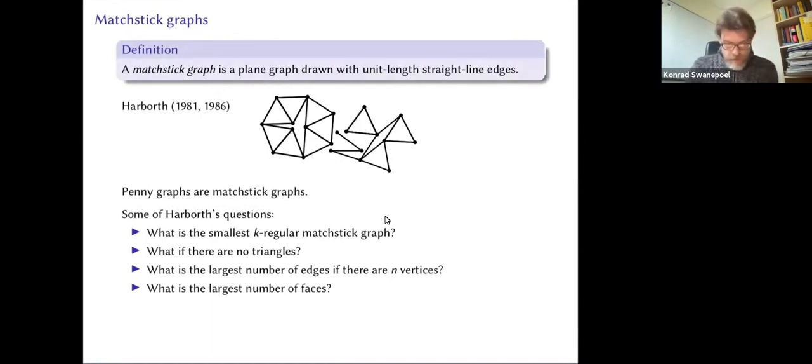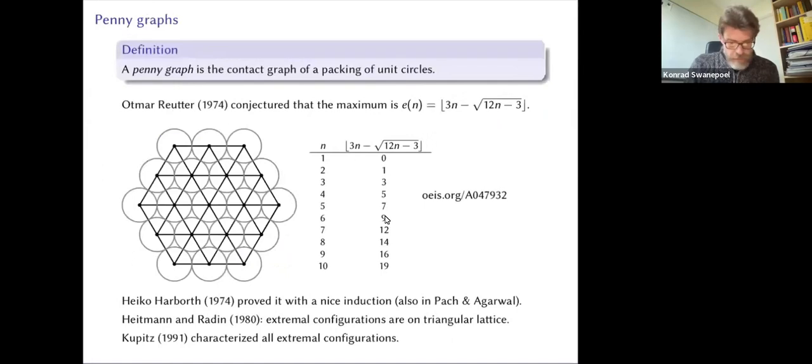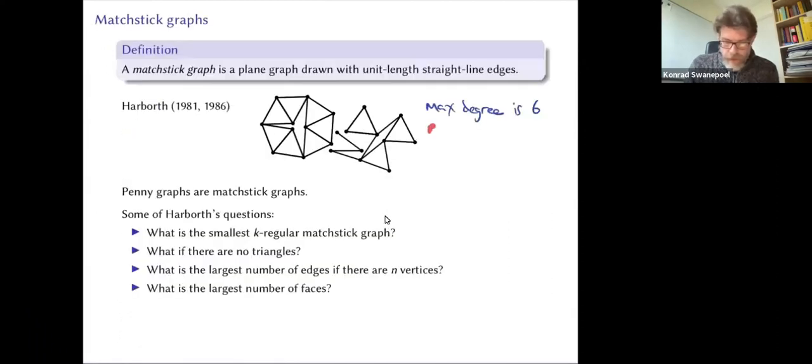What are the differences between penny graphs and matchstick graphs? With a penny graph, the maximum degree is 6. If I go back to this picture, it happens here: a vertex joined to 6 others. But with a matchstick graph, there's no maximum degree, because you can just start putting arbitrarily many matches, theoretically, of course.